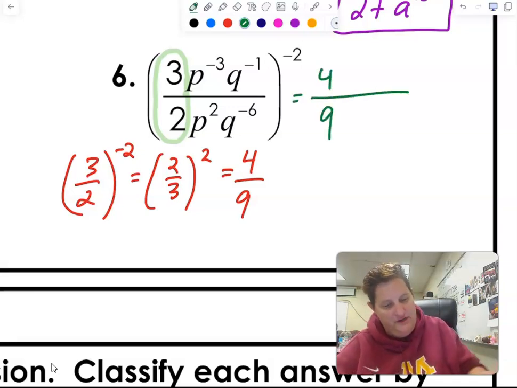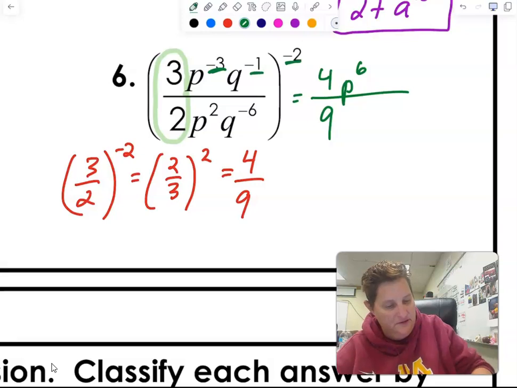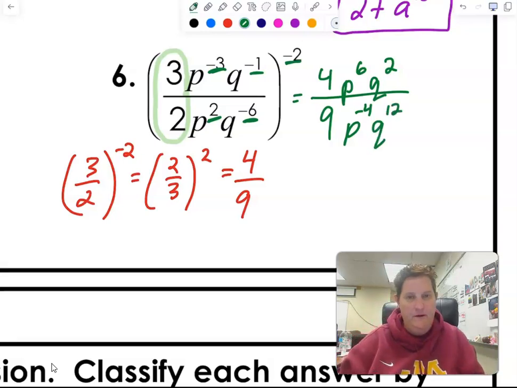Sorry, I had to change something. All right, now, when I raise these all up to powers, this becomes p to the 6th, negative times negative 2, q to the 2nd, p to the negative 4, q to the 12.